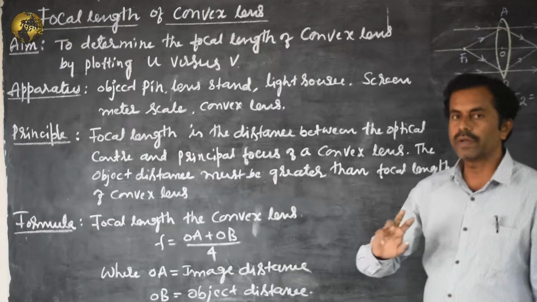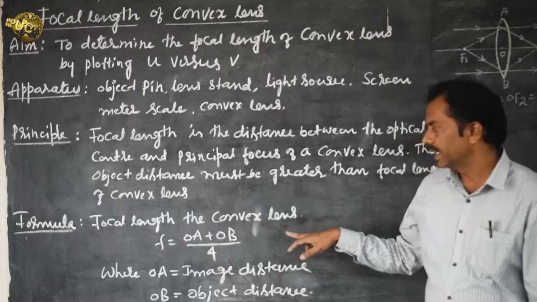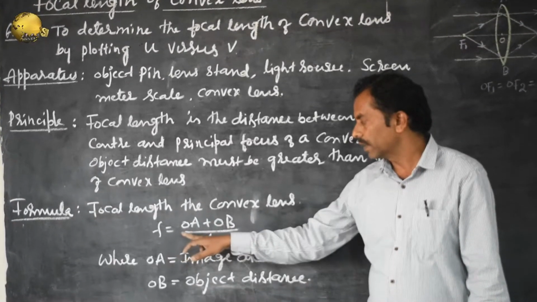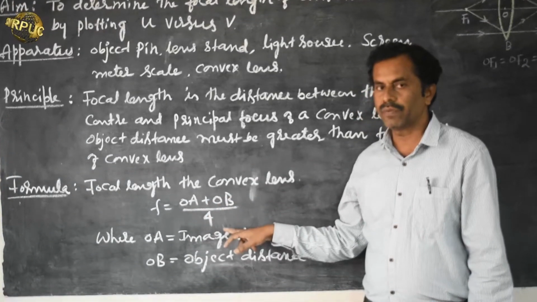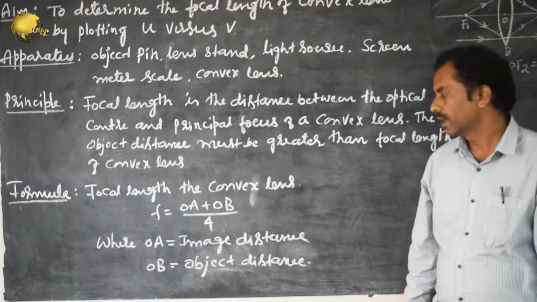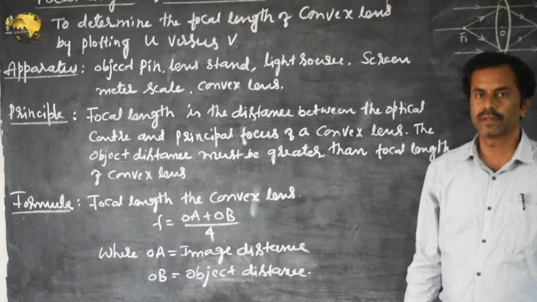The formula required to calculate the focal length of a convex lens is F equals OA plus OB divided by 4, where OA is the image distance and OB is the object distance.